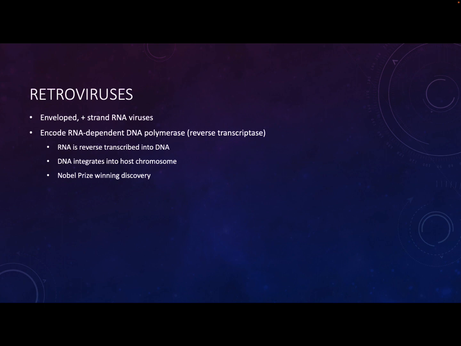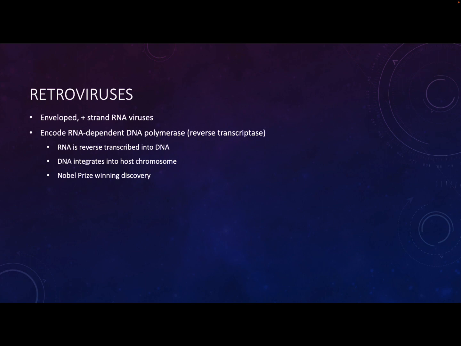So remember, when you take a class like genetics, we talk about this idea that DNA can be replicated, DNA can be transcribed to RNA, RNA is translated to proteins, and that's it. Well, retroviruses say, actually, we can go from RNA back to DNA. And so they do that. Then the DNA integrates into the host chromosome.